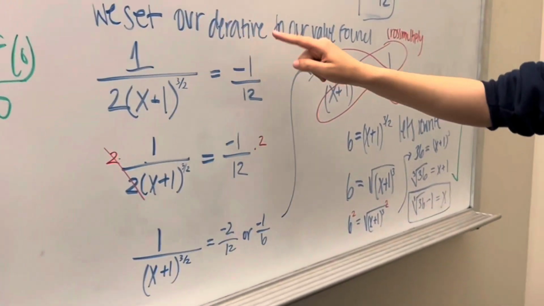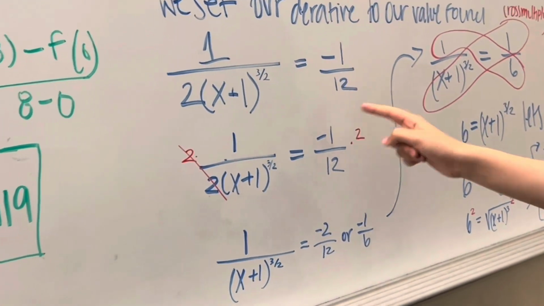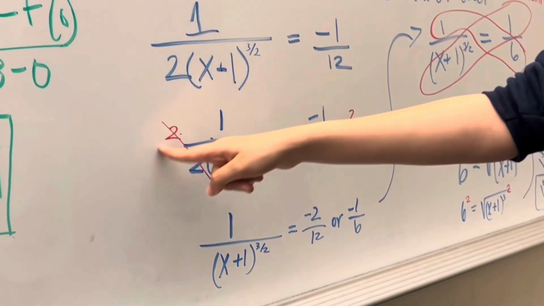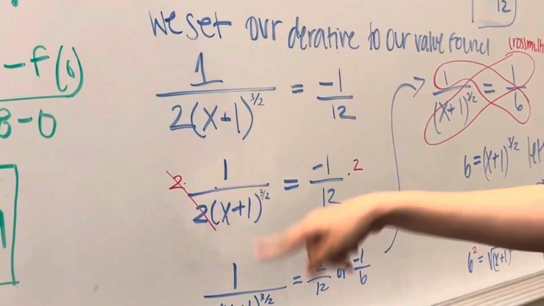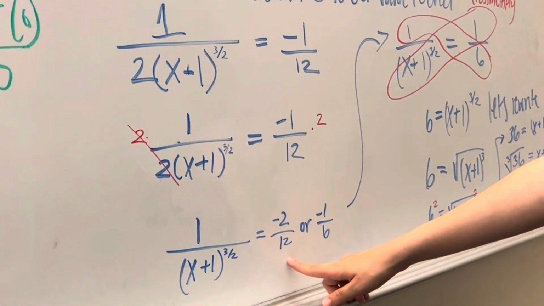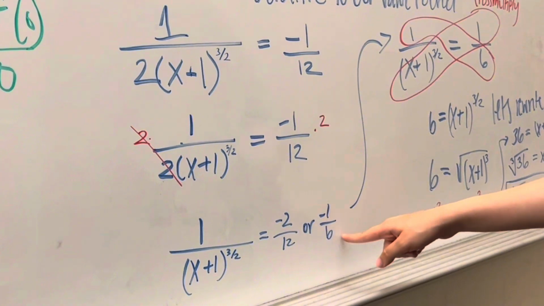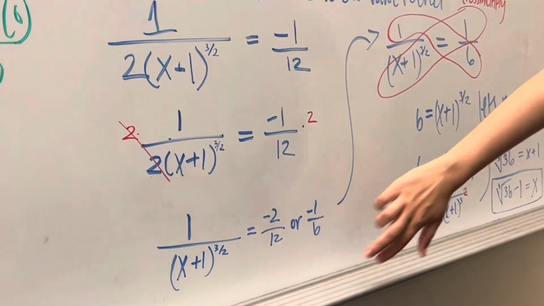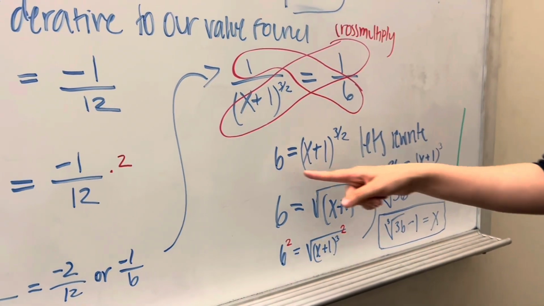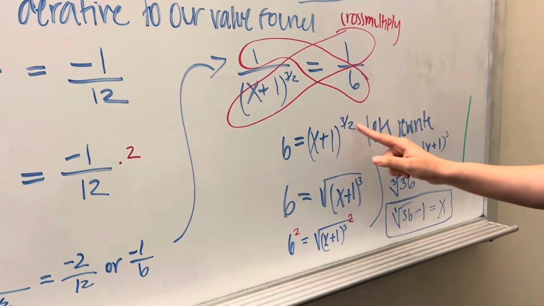Then we set our derivative equal to our value found. You notice the 2. To cross it out, we multiply by 2 on one side, and what we do on one side, we do on the other. We got -2 over 12, or simplified version, -1 over 6. So let's move that forward. We cross multiplied, we got 6 over x plus 1 with this exponent.